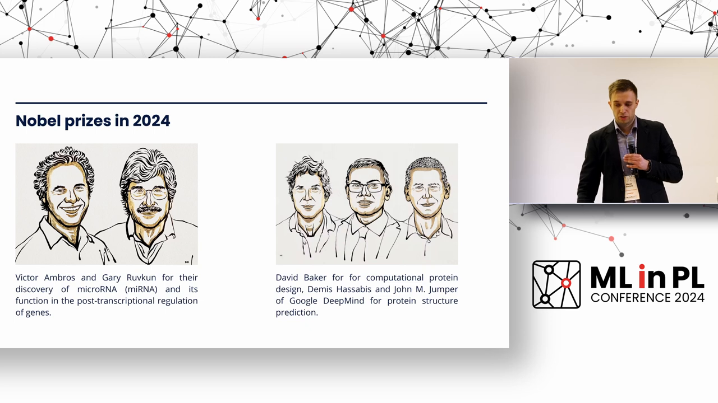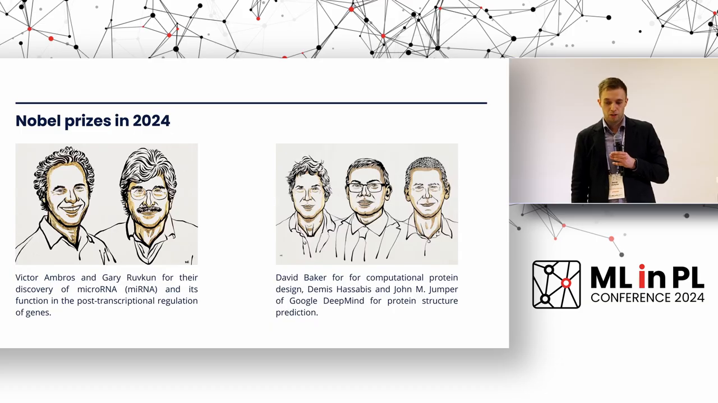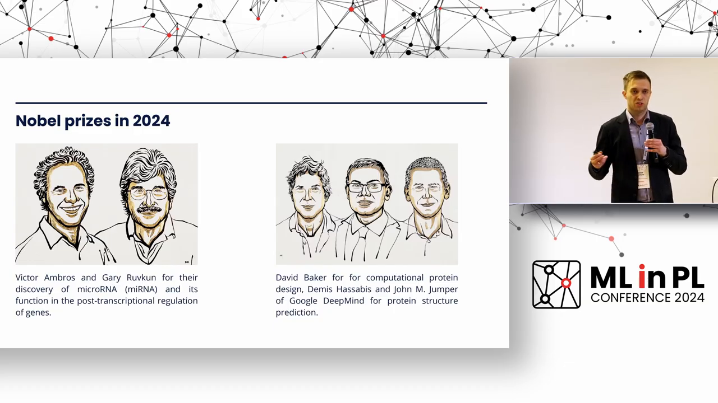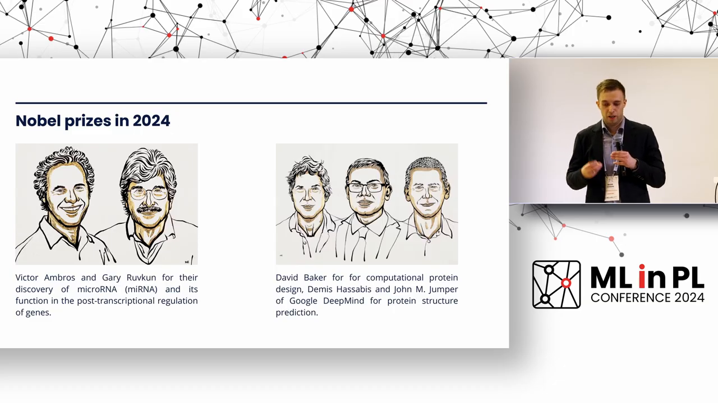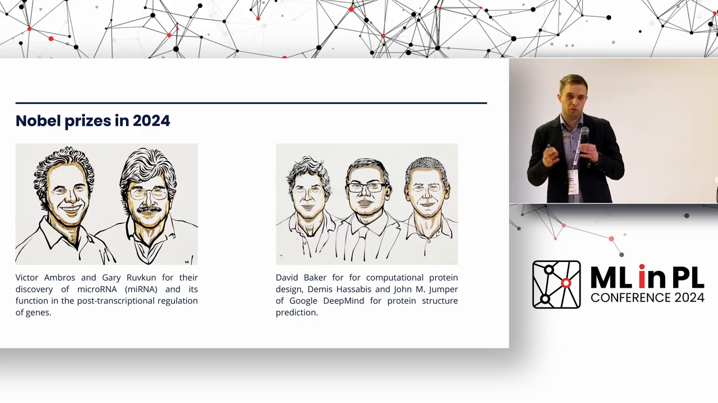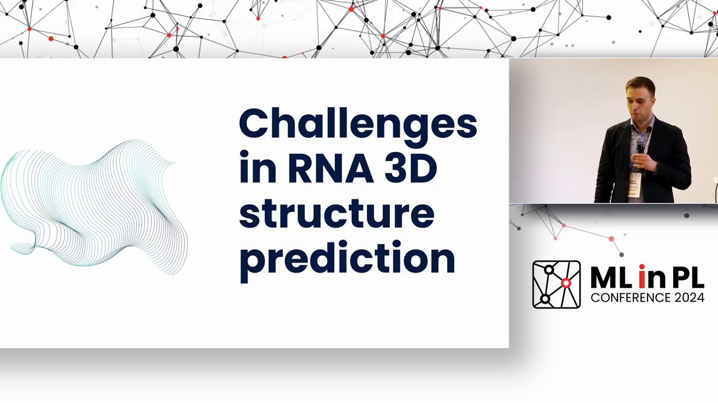And finally, why is it important? This year's Nobel Prizes went to the people on the left, who were awarded for the discovery of microRNA and its function, and the people on the right, who were awarded for computational protein design and protein structure prediction. What we are trying to do in my work is combine both, so it's RNA structure prediction. From a biological point of view, this problem is valid and important.